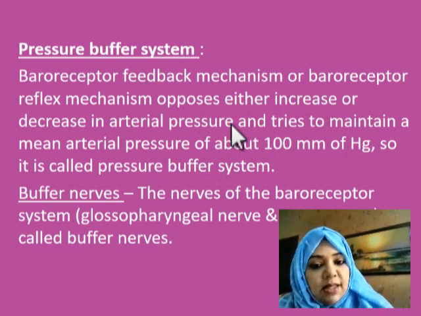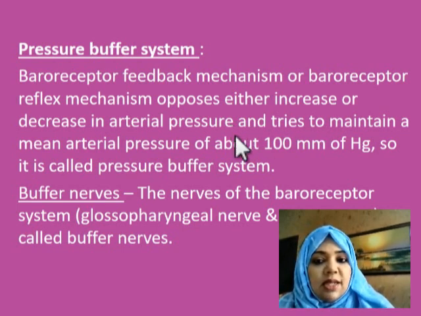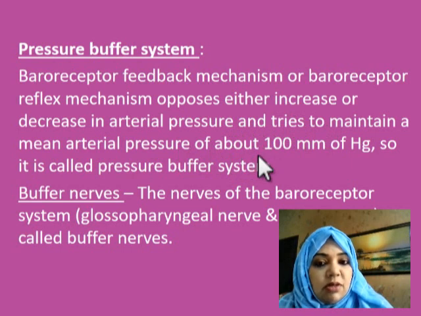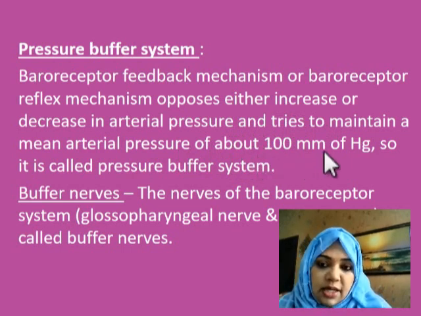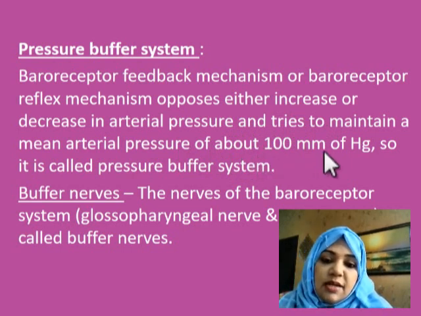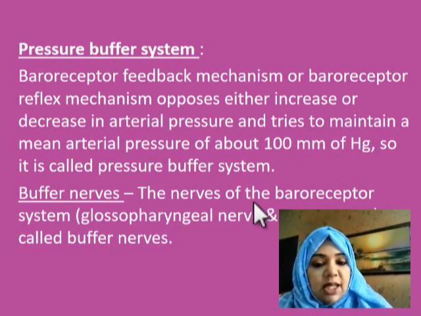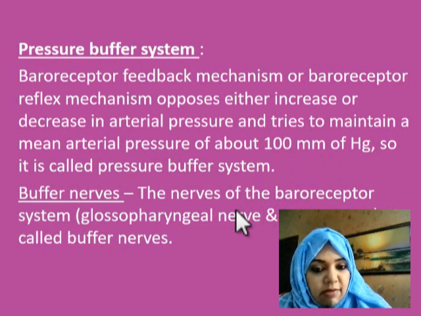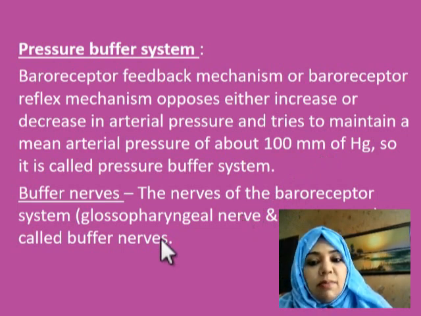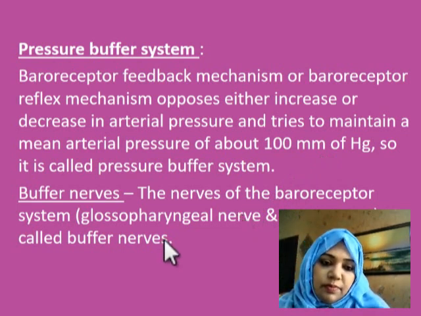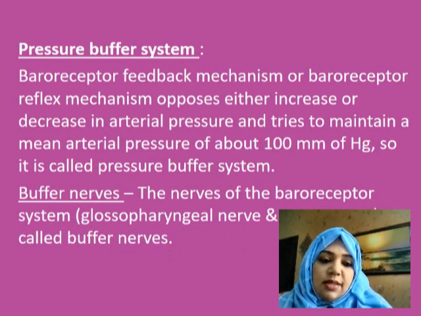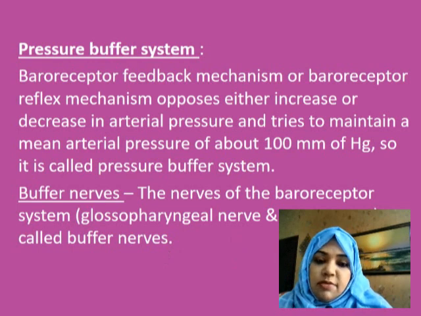So they maintain the arterial pressure in a normal range and try to maintain the mean arterial pressure of about 100 mm of mercury. So they are called the pressure buffer system. And the nerves in the baroreceptor system, that is the glossopharyngeal nerve and the vagus nerve, they are called the buffer nerves. So this is all about the baroreceptor feedback mechanism, which is very, very important.